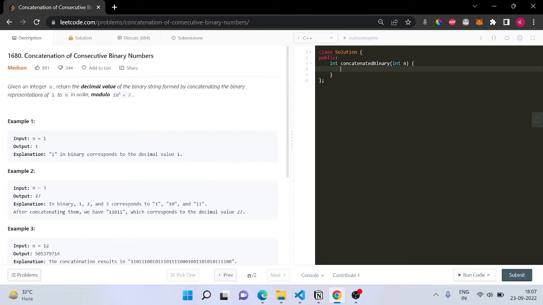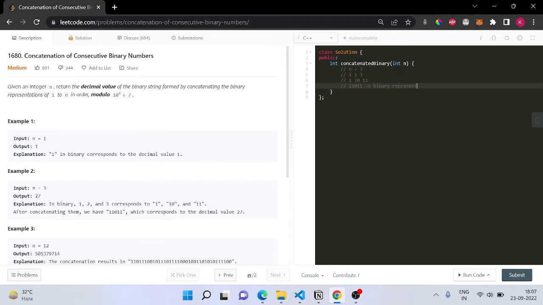For example, let's say n is equal to 3. So the three numbers are 1, 2, and 3. The binary representation of 1 is 1, 2 is 1 0, and 3 is 1 1. We need to concatenate these numbers, so it will be 1 1 0 1 1. The binary representation of the concatenation is this one.